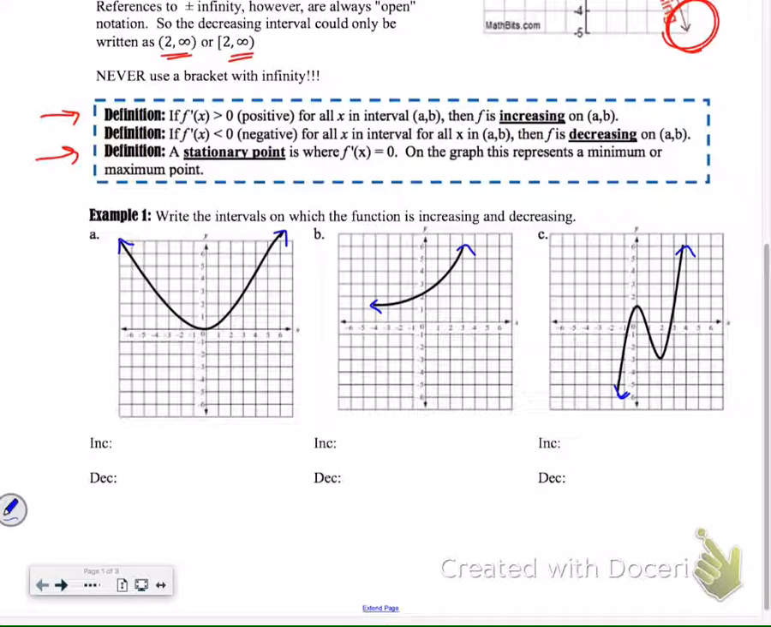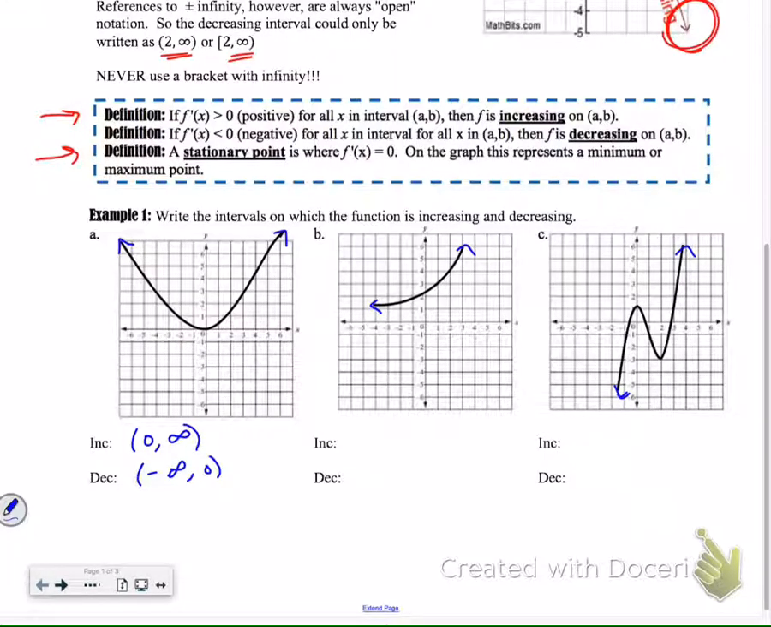Okay, so we are going to be increasing on the first graph here from 0 to infinity. Remember, you can put a bracket on the 0 if you want, but you have to put a parenthesis on the infinity. We're decreasing from negative infinity to 0. The infinity isn't supposed to be kind of shifting up like that. That's just the fact that sometimes I have issues drawing infinity.